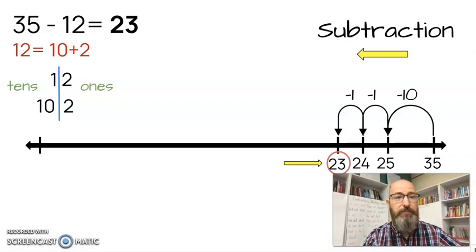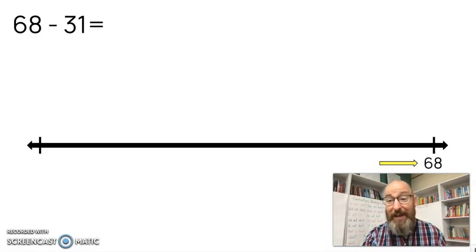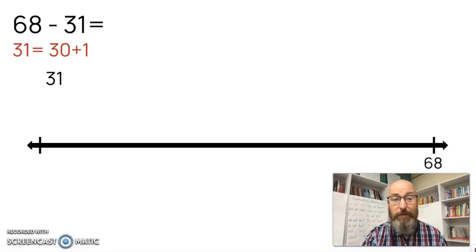Let's do one more. 68 minus 31. Does anybody remember? What do I do first? I hope you said that. Put 68 on the open number line. So we're going to put it at the very end. And then we're going to start, what do we do next? We break up the 31. So we have 31 equals 30 plus 1.